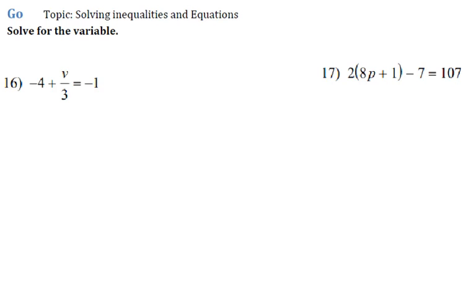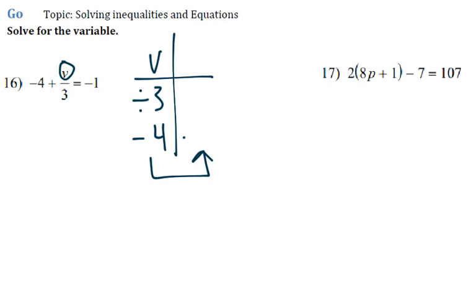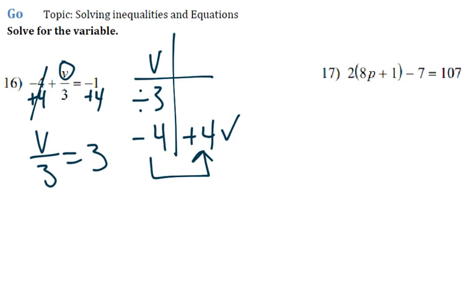Alright, now, solving for a variable. So looking at 16, we're just solving for a variable. So, what's happening to v? Well, we'd start out by dividing by 3, then subtracting 4. We're going backwards, so we do the opposite. So we add 4 to both sides first. That becomes 0, so we have v over 3 equals -1 plus 4 is 3. Then we do the opposite of dividing by 3, we times by 3, so times both sides by 3. Those cancel, giving us v equals 9. And there we go.